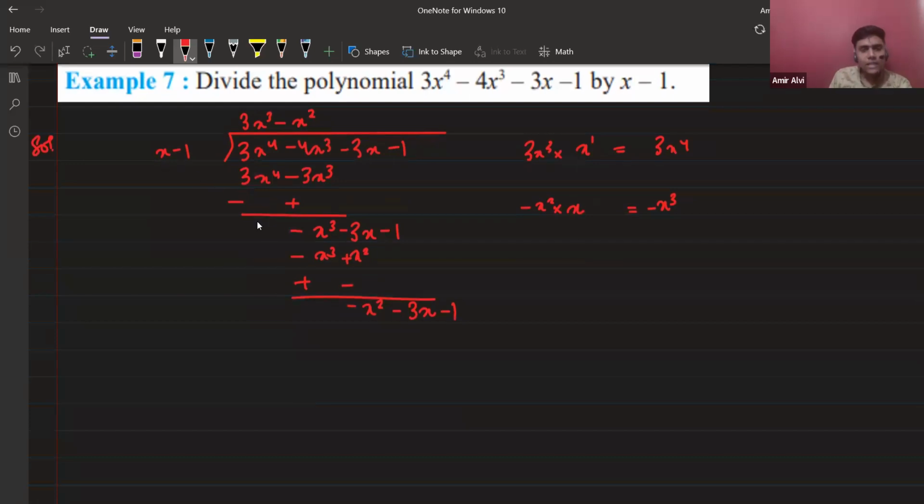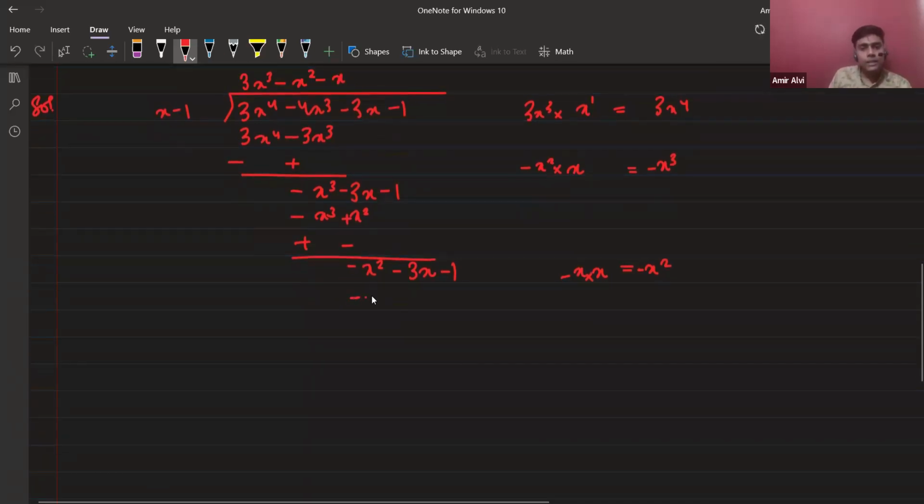Now Simrat, I have x and I want minus x square. What should I multiply with x? Minus x. Minus x should be multiplied with x so that I can get minus x square. Very good. So it will be minus x square minus 1 into minus x. What will I get? Positive x. Very good. So sign will change. This will become positive. This will become negative. Yes, Abdul and Simrat? Yes, sir. Very good.